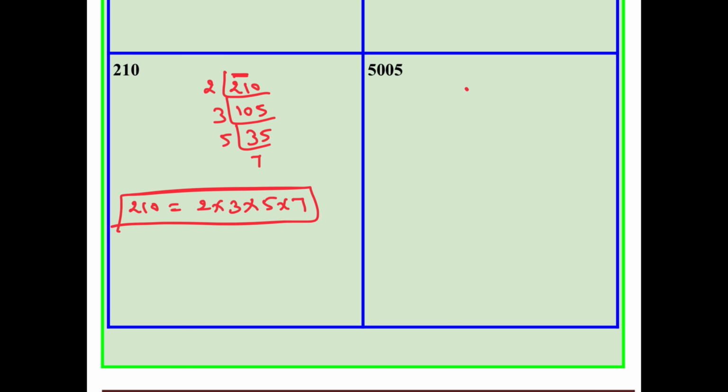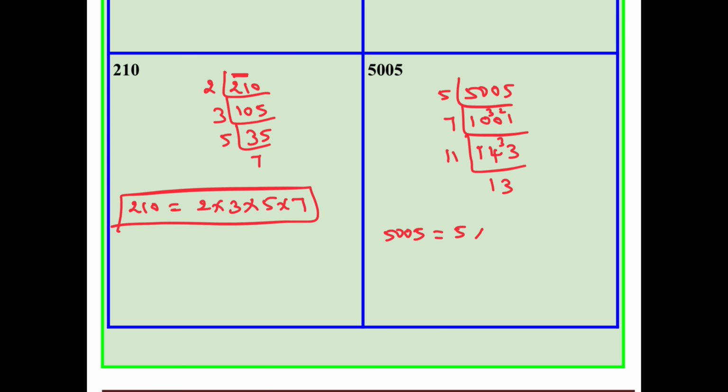Next, 5005. 5005 is an odd number. We can divide by the 5 table first. 5 ones are 5, 0, 0, 5 ones are 5. Next we can do by the 7 table. 7 ones are 7. Remainder 3, 30. 7 fours are 28. Remainder 2, 21. 7 threes are 21. Then the 11 table. 11 ones are 11. Remainder 3, 33. 11 threes are 33. And 5005 can be written as 5 into 7 into 11 into 13.